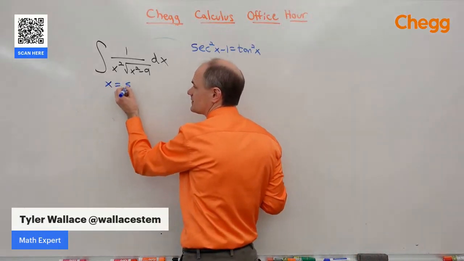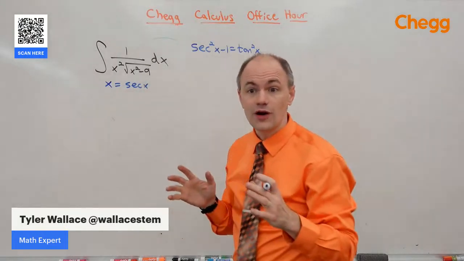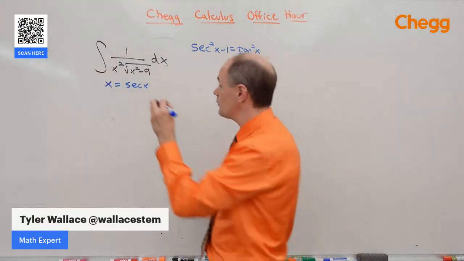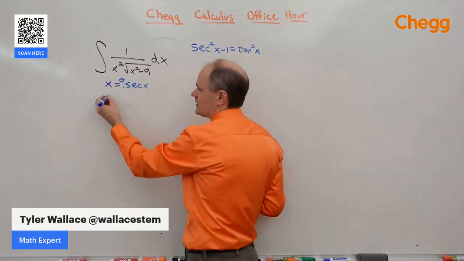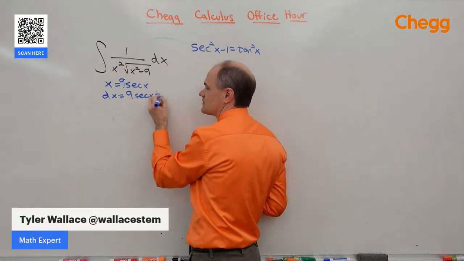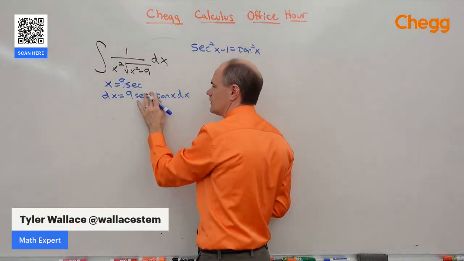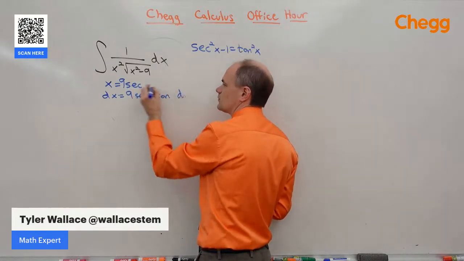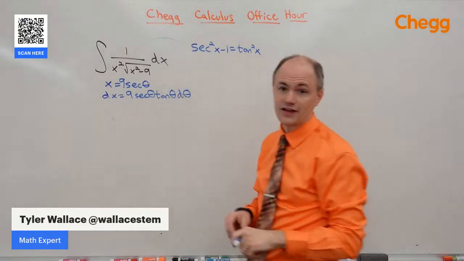We're going to make x equal to secant. Well, what about that 9? No problem. We're going to factor it out by multiplying by 9 as well. X is 9 secant x. Dx then is going to be 9 secant x tangent x dx. Oops, let's not do x. We've got to change the variables so we don't get things mixed up. Let's call them thetas so we don't get x mixed up with x. That'd be weird.